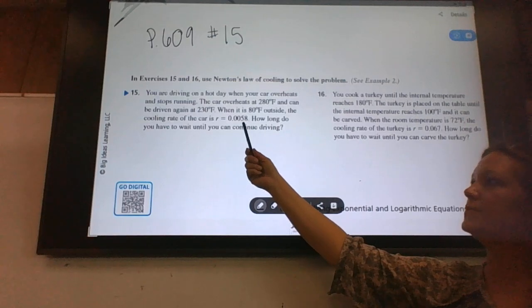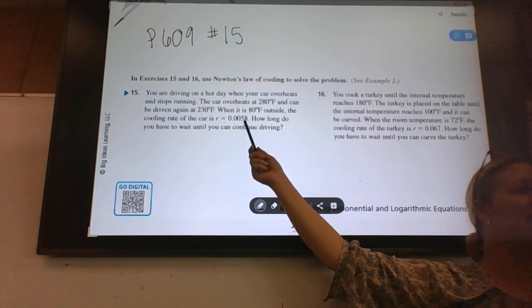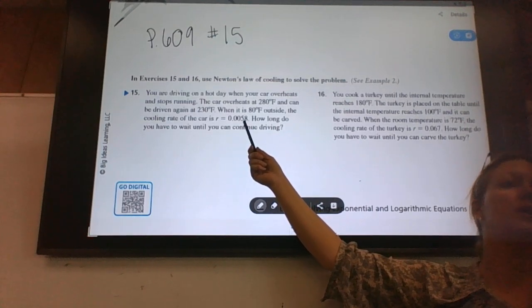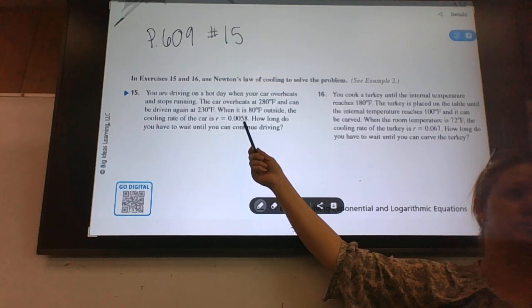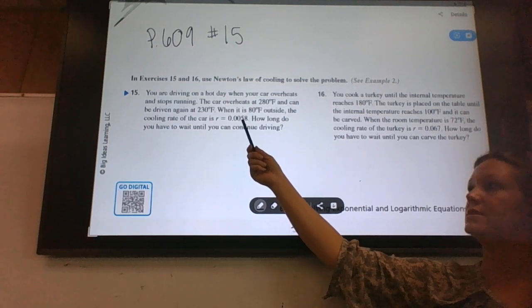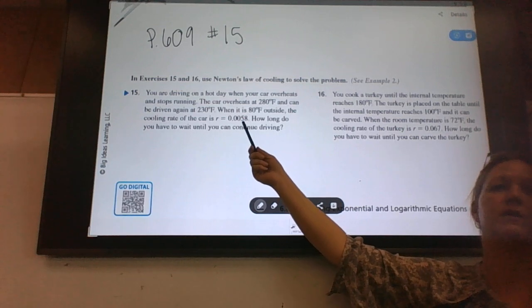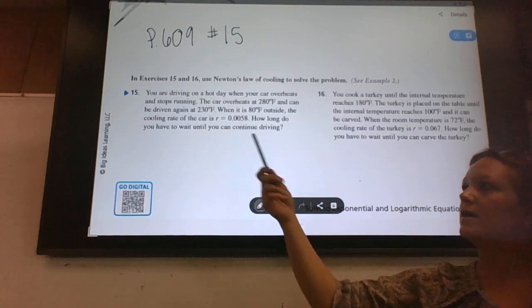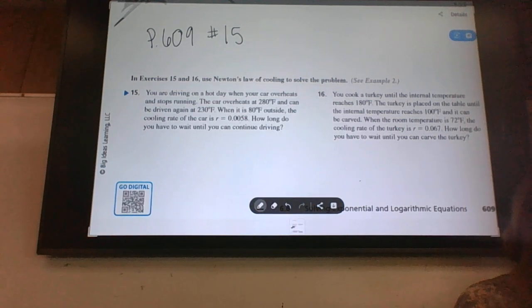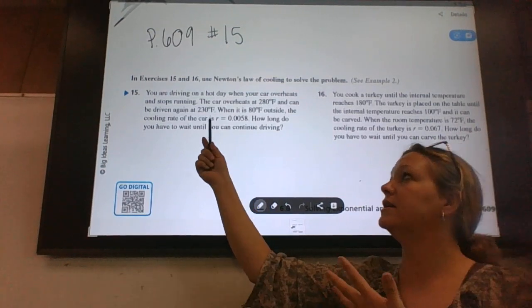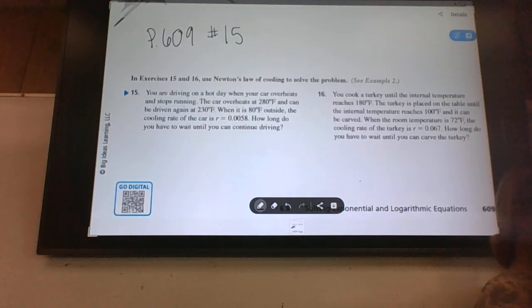The cooling rate is 0.0058. So this engine cools much slower than the liquid soup. It's taking much longer for this engine to cool than the soup when I compare the R value. How long will you have to wait till your car is ready to go? So please take a moment and try to plug these numbers in correctly to the formula.